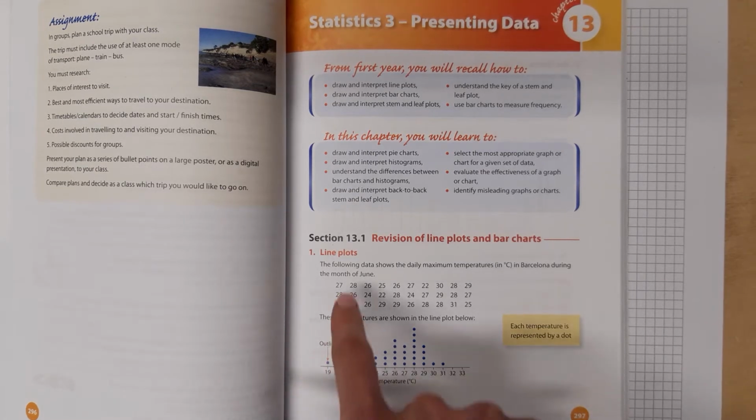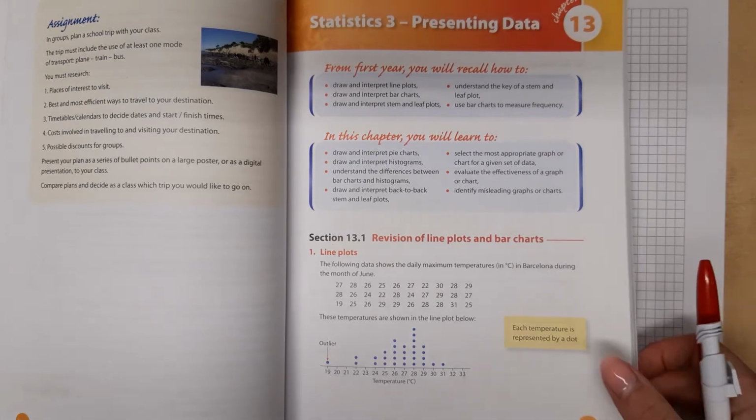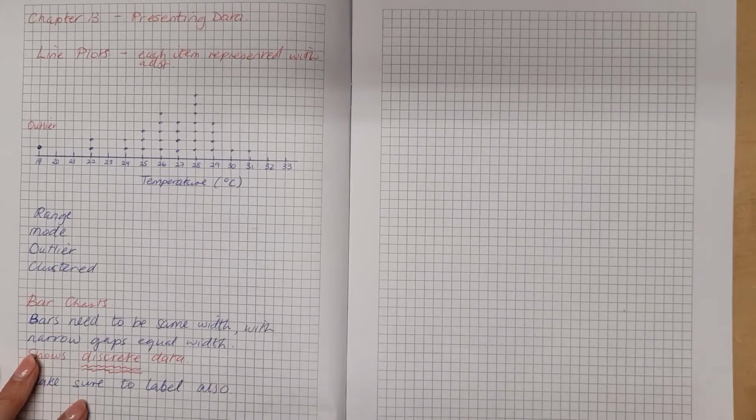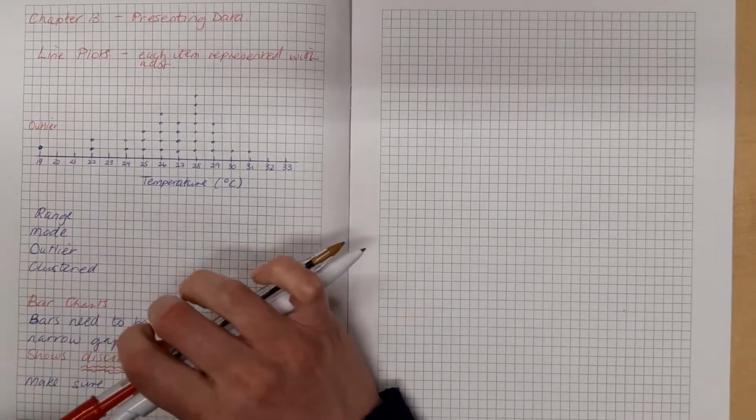and you're going to call it line plots. Okay, and you're going to take down a series of notes that I have also taken down on my copy. So taking out your notes copy now, please. Okay, and I'm just going to bring this into focus. So what I need you to take down is obviously chapter 13, presenting data.